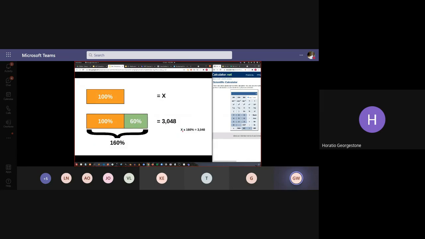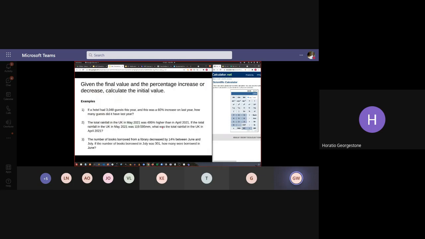Okay, so we know that X times 160%, in other words, X times 1.6, if you convert that to a decimal, is 3,048. So X is 3,048 divided by 160%, or in other words, divided by 1.6. And when you type that into the calculator, you get 1,905.